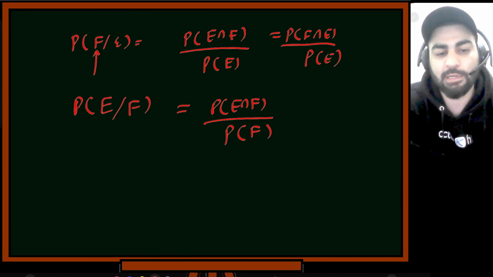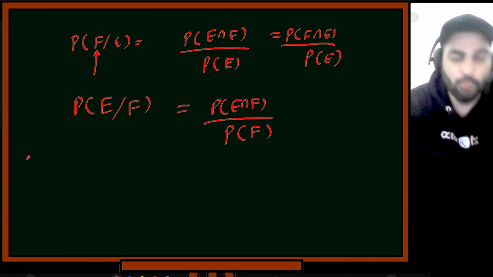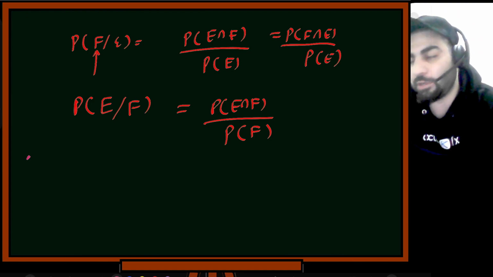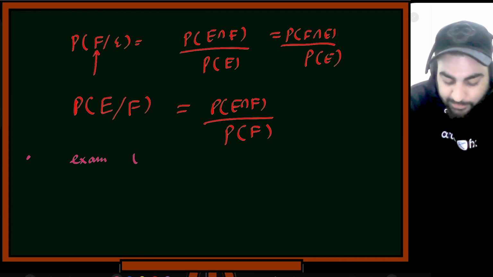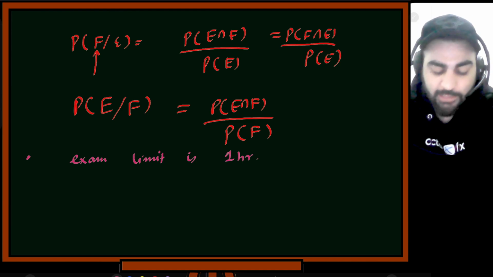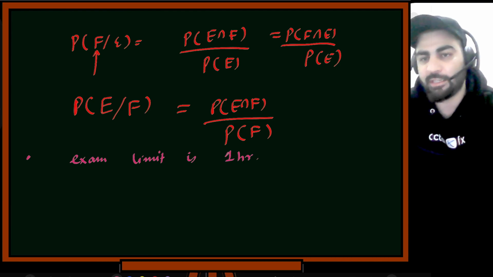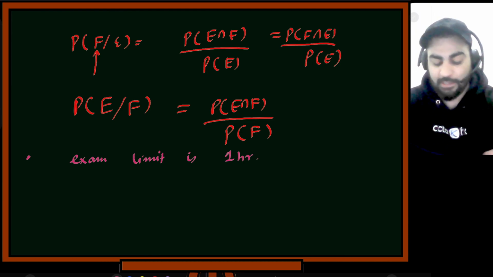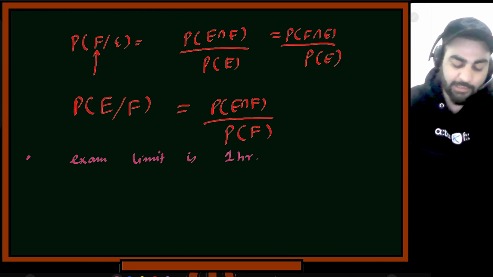The first problem goes like this. We are in a classroom. A student is taking an exam, and the exam limit is 1 hour. The exam can run from 0 to 1 hour. It's up to the student when he wants to quit; when he finishes the paper, he gives the answer paper to the examiner, and he's done with the exam.